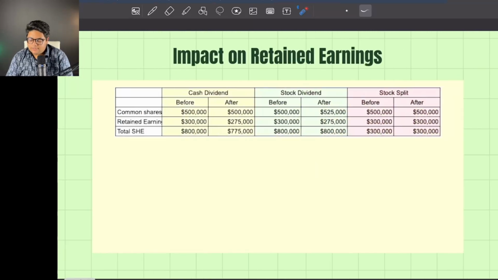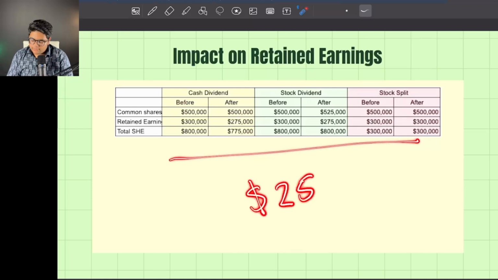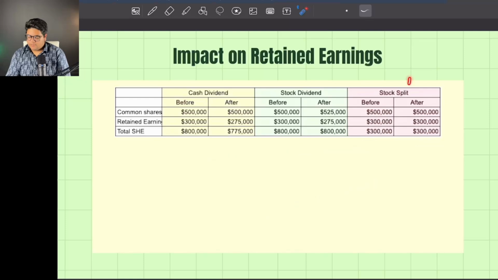Let's look at the impact on retained earnings for each of these items. For a cash dividend, let's say before you had $500K in common shares, and after you still have the same amount. With retained earnings, you had $300,000 previously, but because you paid cash, you reduced your retained earnings by $25K. In all of these examples, we're just assuming $25,000 worth of dividends are paid. Well, except this one, and you'll see why. Before, you had a total shareholders' equity of $800K, because this is common shares plus retained earnings, but now you have a total shareholders' equity of $775K, because you lost $25K due to the cash dividend.